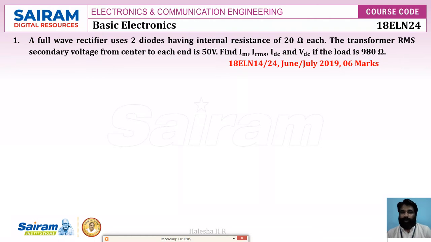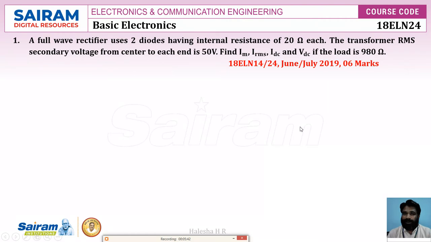Now we discuss some problems which appeared in the exam. See the question: a rectifier uses two diodes. Two diodes means it is a center tapped rectifier. The diodes have internal resistance 20 ohm. The transformer RMS secondary voltage from the center to each end is 50 volt. That means one end 50 volt, center tap 0, and the other end 50 volt. Find IM, that is maximum current, IRMS, IDC and VDC if the load is 980 ohm.